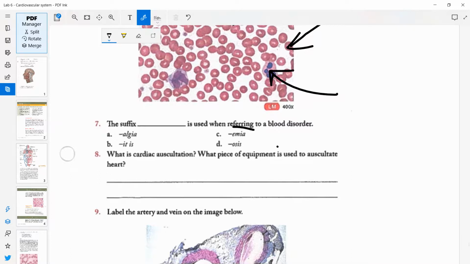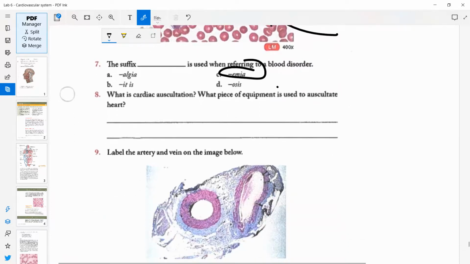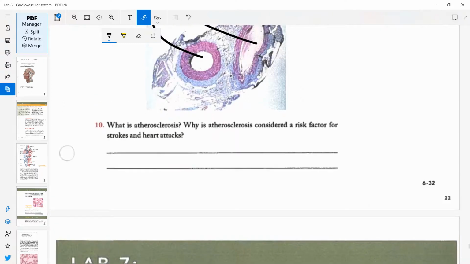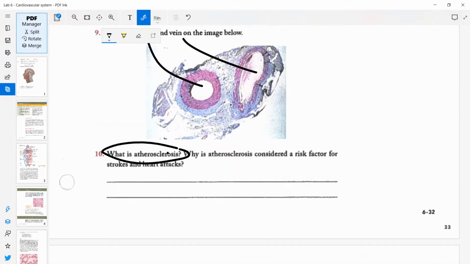Blood disorder is anemia. Cardiac auscultation is listening to the sounds of the heart using a stethoscope. Artery, vein. Atherosclerosis is the occlusion of the blood vessel with atherosclerotic plaque, and the risk factor: plaque can rupture and get stuck in one of the cerebral arteries or in the heart artery, leading to ischemia. If it's in the brain, it's a stroke. If it's in the heart, it's a heart attack.